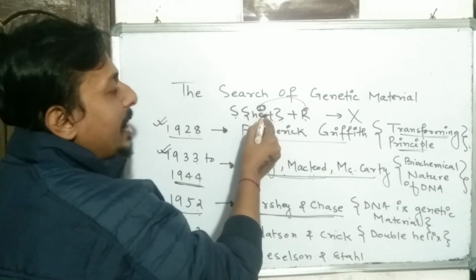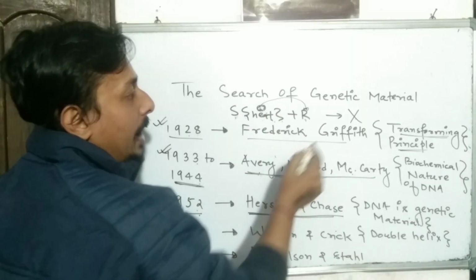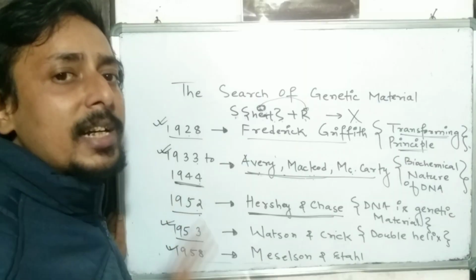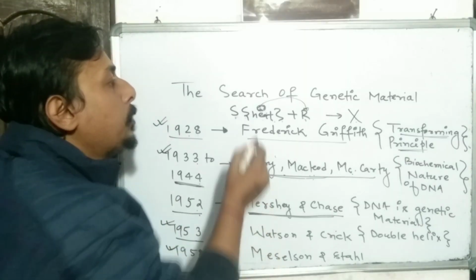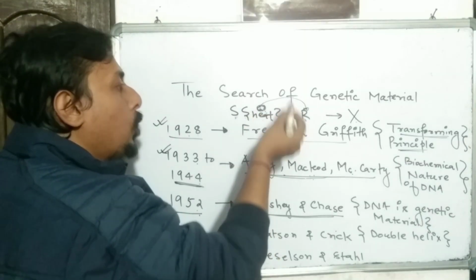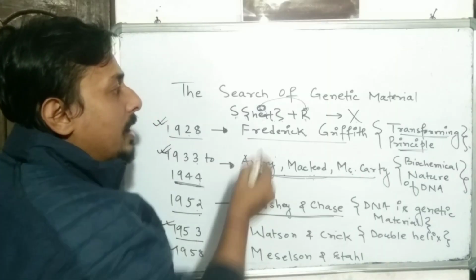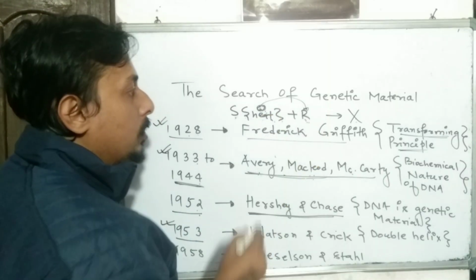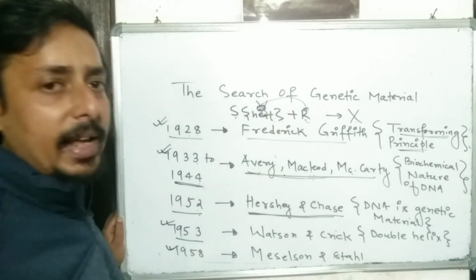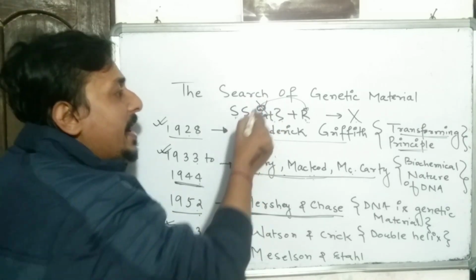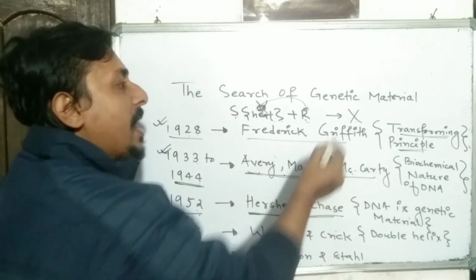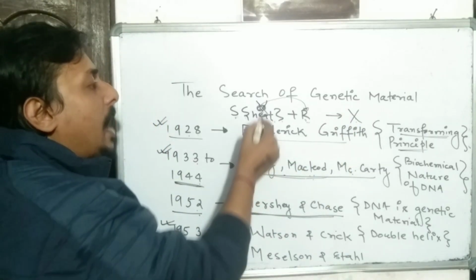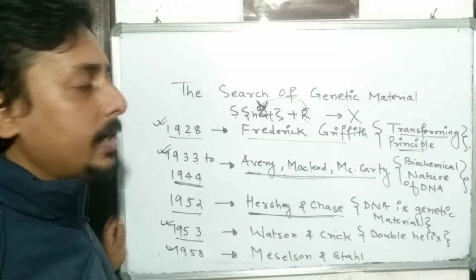Now when the proteins are digested and yet the mice die, that means protein is not the genetic material, because if it were the genetic material and the protein was digested, then the digested thing could not transform the R strain. So protein was not the genetic material. They took carbohydrate digesting enzymes and saw that the mice still died. So they say that no, carbohydrate is also not the genetic material.